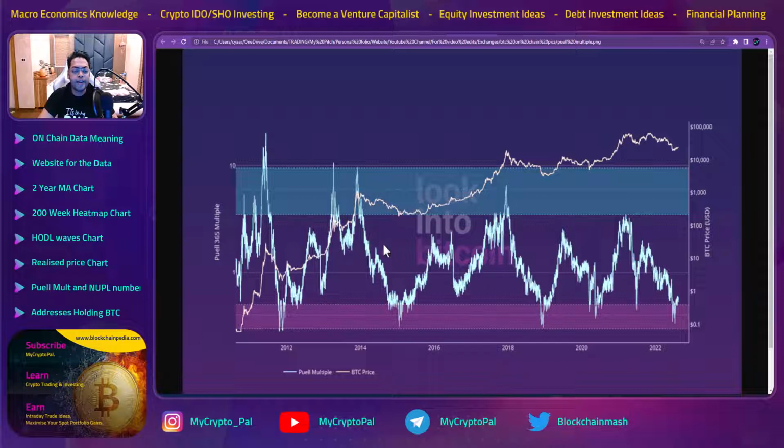Now it is quite simple: when the price is topping out, the miners want to sell out and book some profits for their mining hardware equipment. And if the price is at the bottom, they don't usually want to sell their Bitcoin because they also want to maximize the profits from the Bitcoin mining that they do.